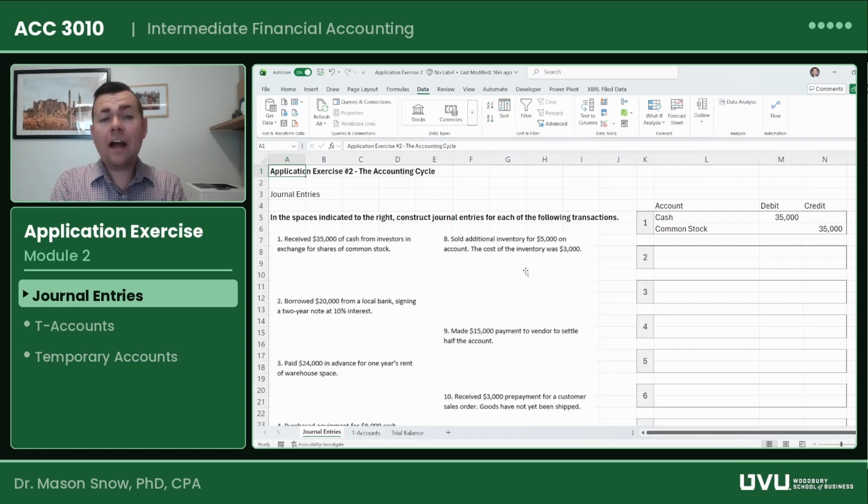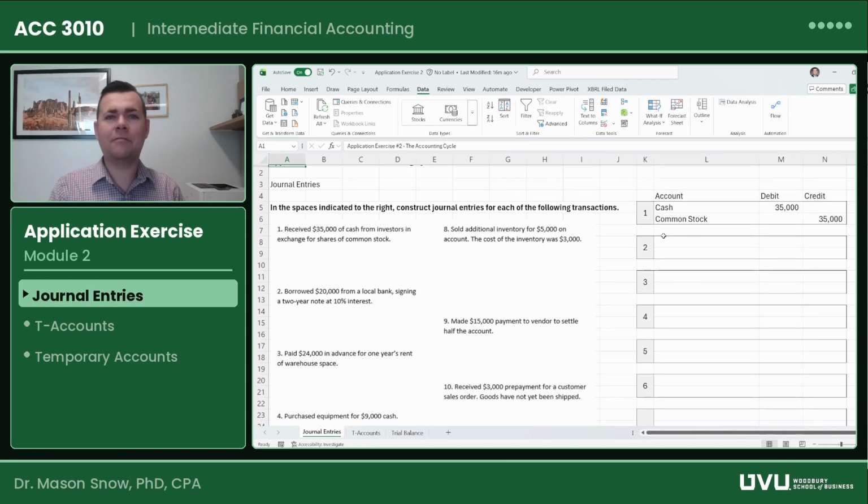So here you've got 13 transactions for which you'll be preparing journal entries on this right-hand side. And as you can see, the first one's been done for you. A debit to cash and a credit to common stock for $35,000. Now typically, I would also indent the account title that's being credited. We're just doing our best here in this Excel environment.